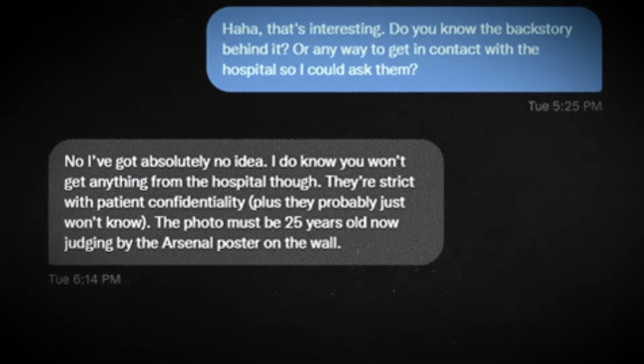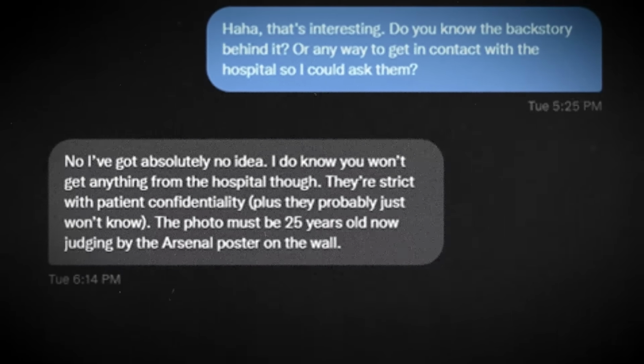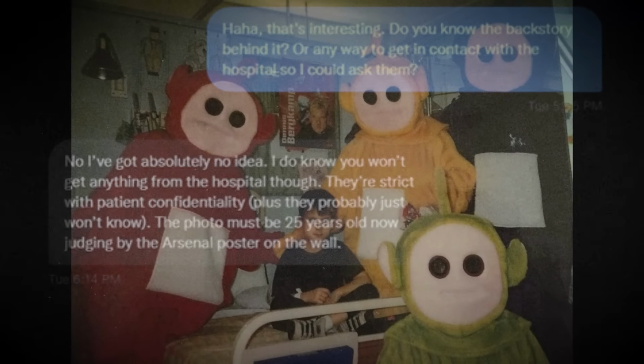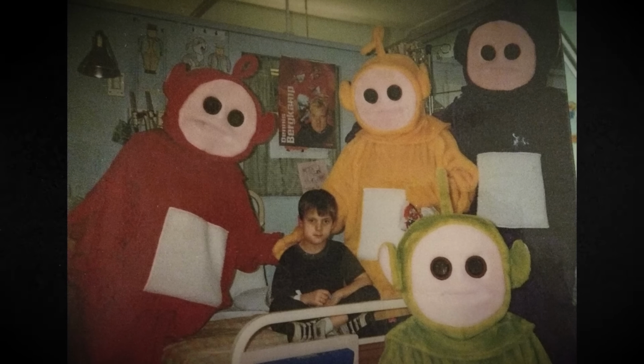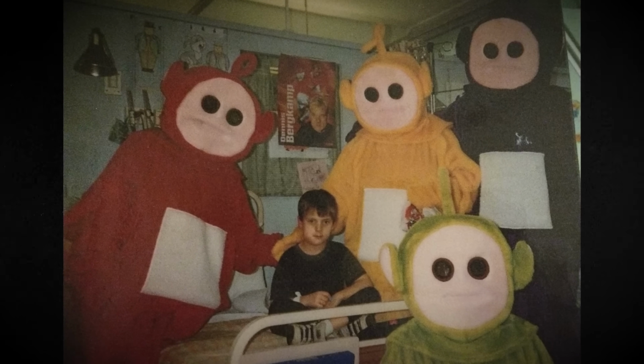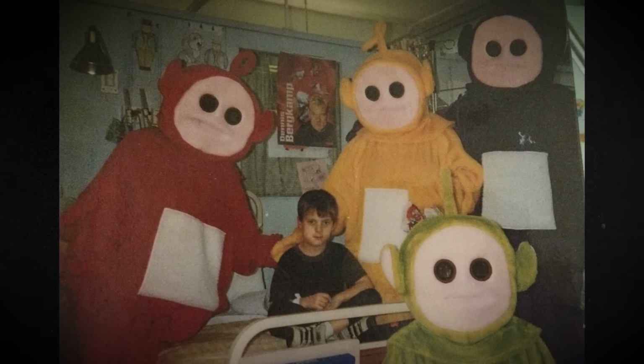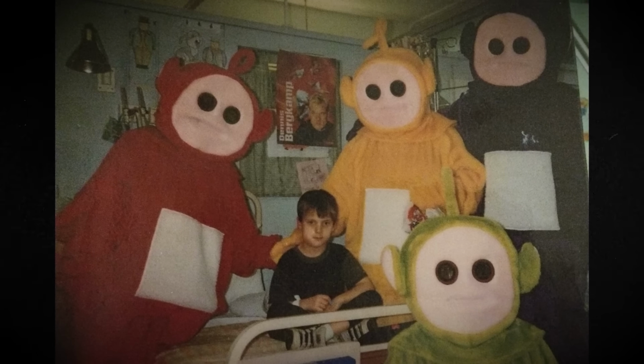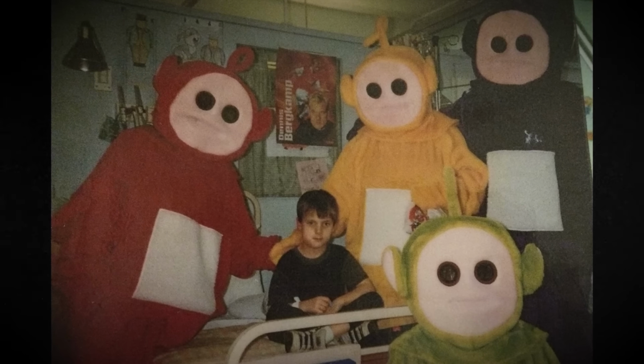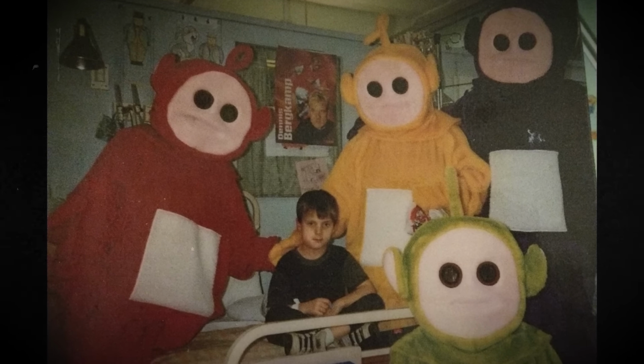Jay regrettably replies that he didn't know any further details regarding the image when he was pressed. He said that owing to the hospital's rigorous patient confidentiality policies, he wouldn't be able to get in touch with them easily. Beyond this, it's difficult to uncover any more information regarding this image. Given the circumstances, we can only infer that this was a hospitalized child who was visited by these men in an effort to lift his spirits.